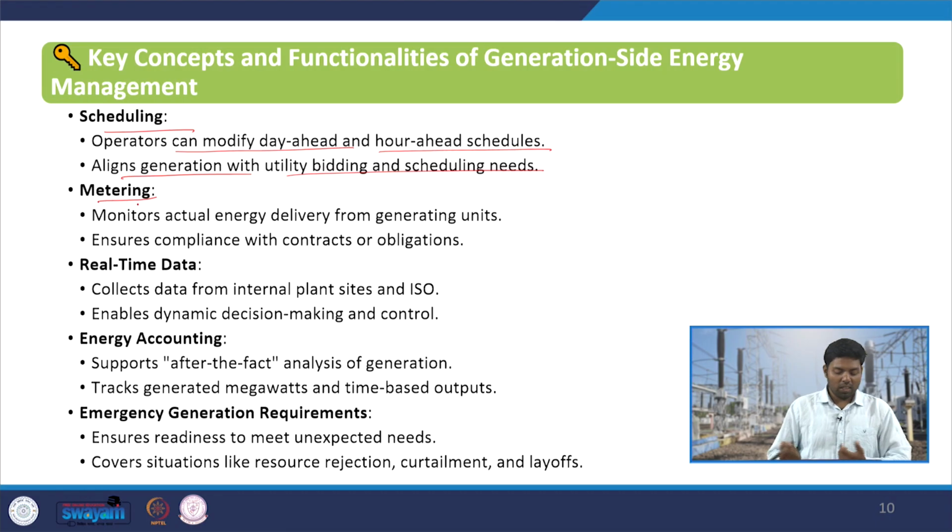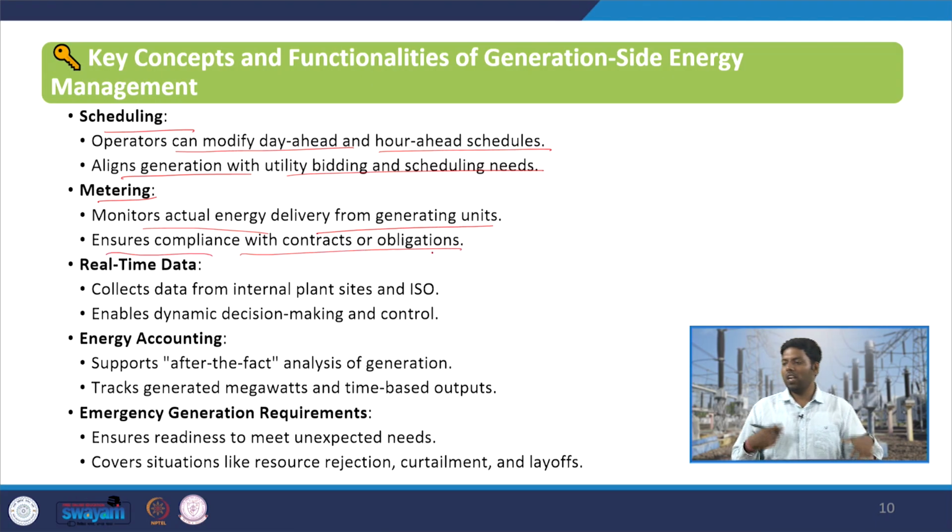Then advanced metering services monitors actual energy delivery from generating units, ensuring compliance with the contracts or obligations. That means if you have large industrial or commercial customers, there is always a bilateral trading, or you can say an agreement between the network operator and the big customers, on how much power they will take every day or each and every hour. So, with the metering infrastructure you can see whether your customers are obeying that agreement or contract or not, and if they are not, then you can set a penalty for them.